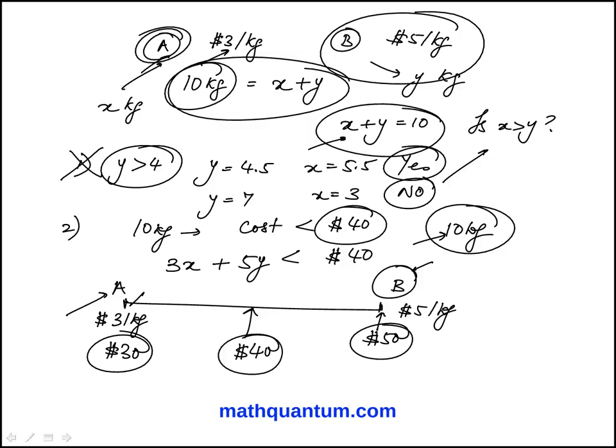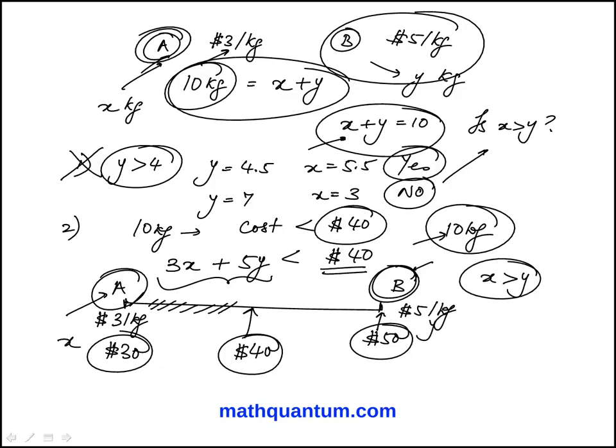And now we're told that the cost of the mixture is less than $40, so it falls somewhere here. And that means for that to happen, I would have to have more of material A than material B, which means X is greater than Y. So we have a definite yes. So 2 alone is sufficient. So that's one way to do it, sort of conceptually.